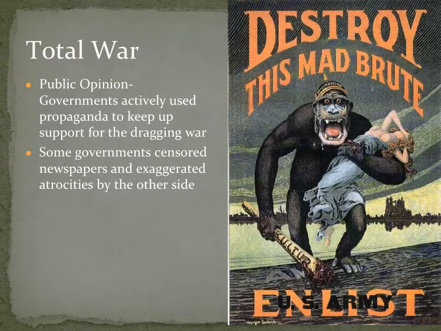Total war also includes managing public opinion, because remember I said at the beginning that Europeans felt like this war was going to be over relatively quickly, and that is definitely not what happened. It descended into a stalemate. And so governments had to use propaganda and censorship to try to keep up support for the war that was dragging on and on and on. Governments, in addition to propaganda, censored newspapers. They often exaggerated atrocities by the other side.